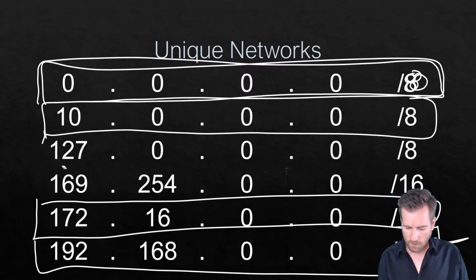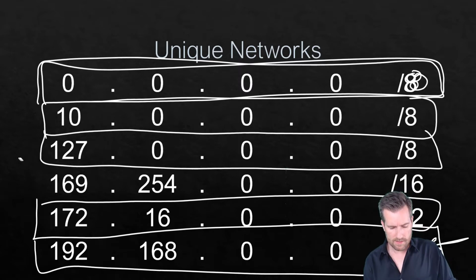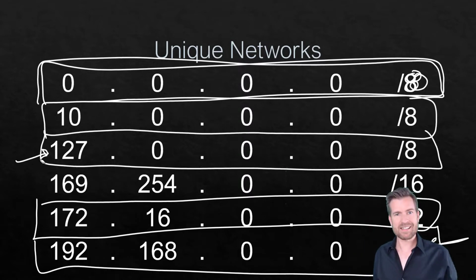Then we've got this 127.0.0.0 address right here. This is what's known as a loopback address, or it's actually a range of loopback addresses. We'll talk about that in a second. But this one is reserved for loopback addresses, so that way we can test our NIC cards and our interfaces.